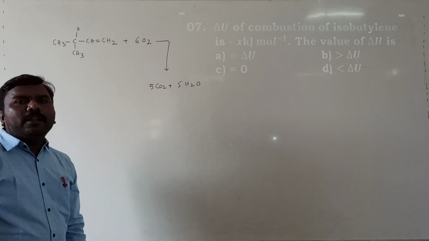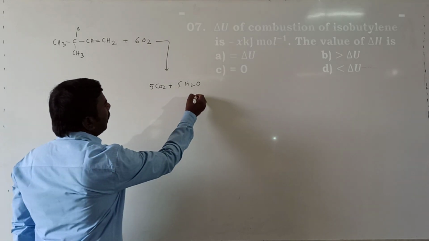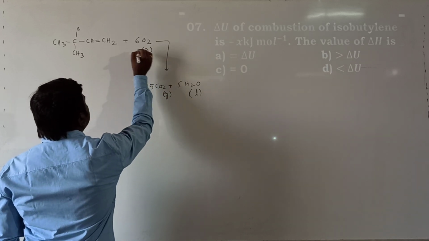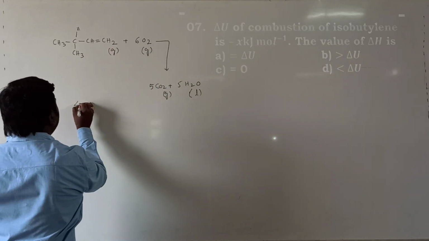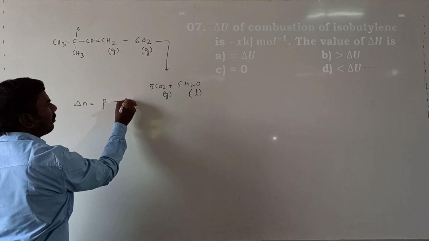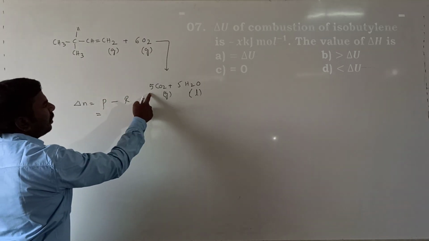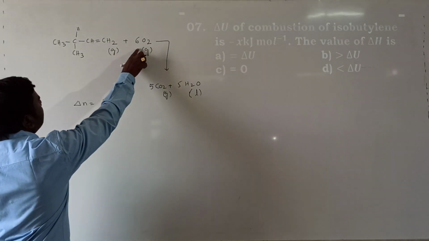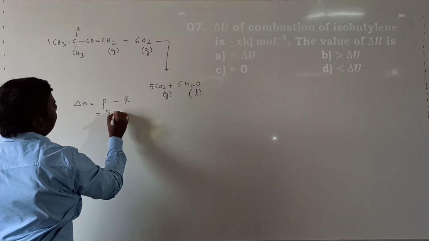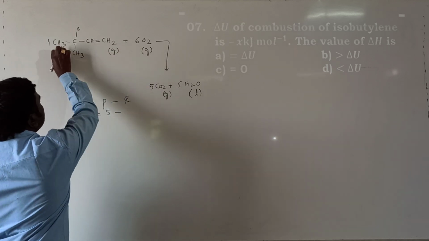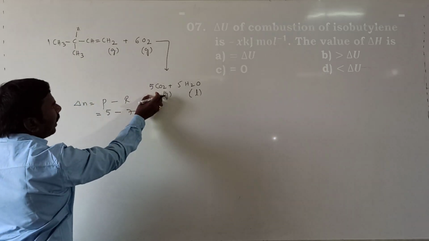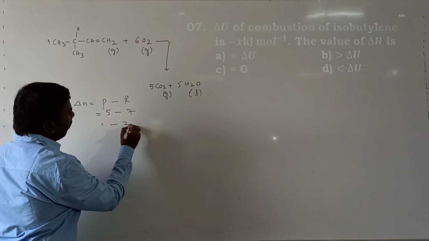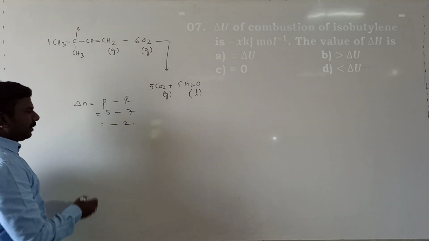In this reaction, one is a liquid and the others are gases. Delta n equals the number of moles of products minus reactants. Liquid is neglected, as it is a pure liquid. Products 5, reactants 6 plus 1, 7. Totally we will get a negative value. Delta n is minus 2.